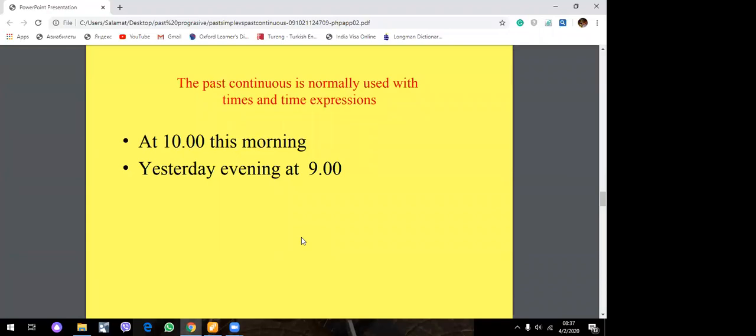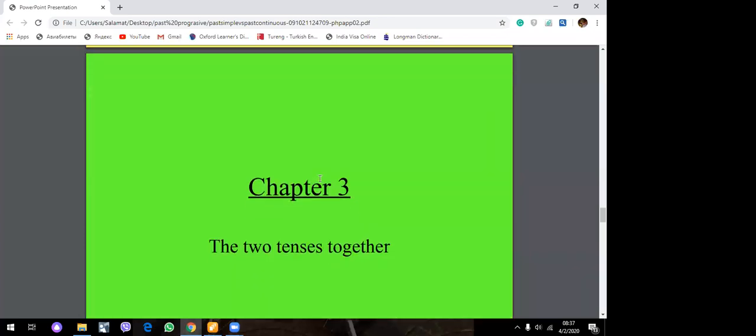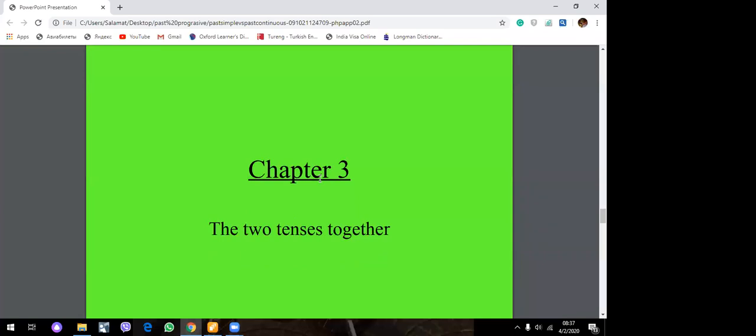Okay. We use past continuous tense also with time expression. At 10 o'clock this morning or yesterday evening at 9 o'clock. Exact time we know in past continuous tense. Okay. Past continuous and past simple are the brothers, right? Their family is the past. And we are going to compare and contrast these two tenses, okay? How we use these two tenses together.